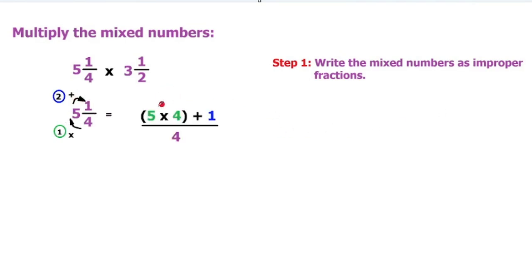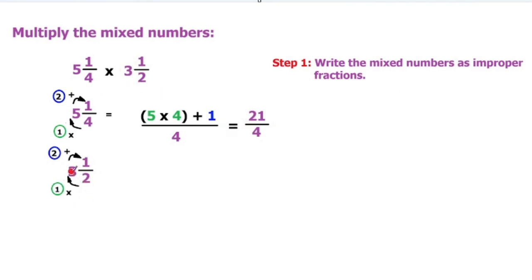So how does that look? It looks like this. So 5 times 4, okay, the green part, and then the blue part you add plus 1 over 4, the denominator, okay? So what does that equal? So you just calculate this out. 5 times 4 is 20 plus 1 equals 21. 21 over 4.